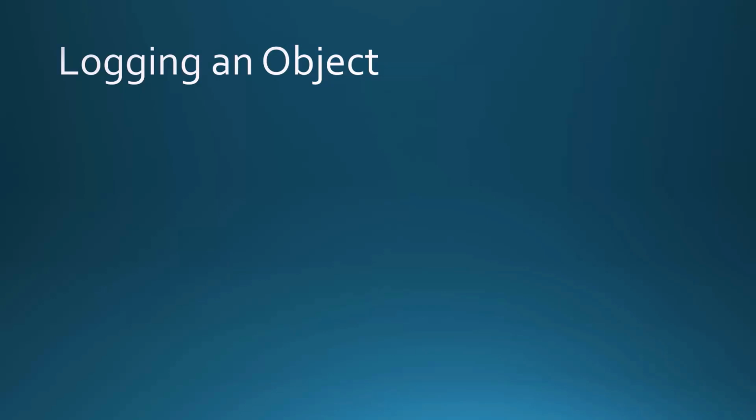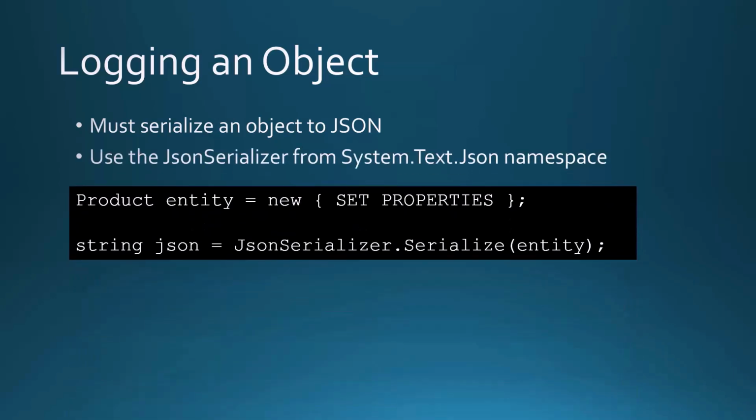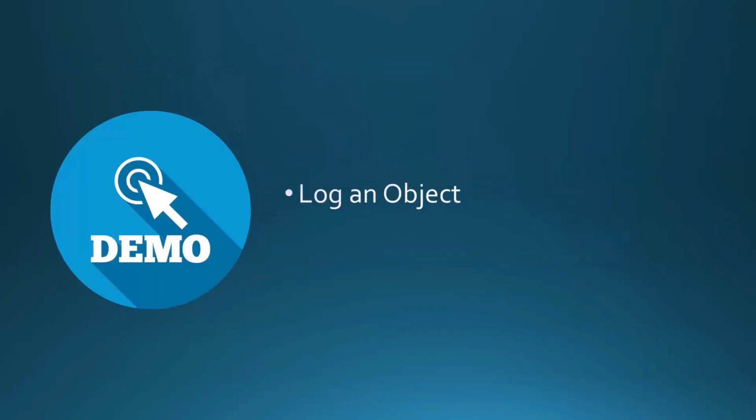Now, sometimes when we're working in our program, we have a class and it has some data in it, and we'd like to be able to log that. So in order to log an object, we have to serialize it first to a JSON string. And we can use the JSON serializer from the system.text.json namespace. So if we create a product object and we set some properties in there, you would do string JSON equals JSON serializer.serialize on that entity, and it will give us back a string representation of that product object. And from there, we can then log that object.